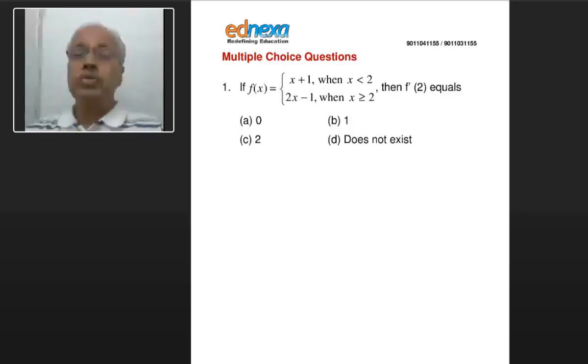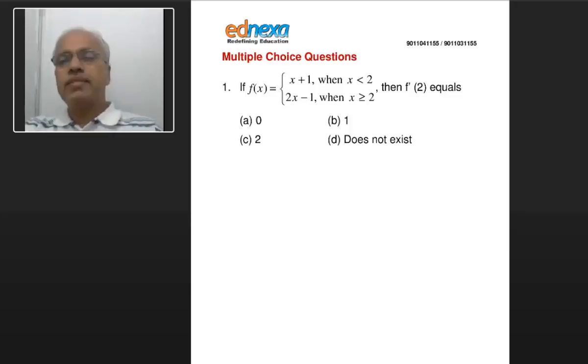So if you want to check the continuity, you can see that the value of the function from the left hand side is 2 plus 1, 3, and from the right hand side it is 4 minus 1, 3. So the function is continuous. The limit is 3 from both the sides. So then we can talk about its derivatives. Now, D is the correct answer.